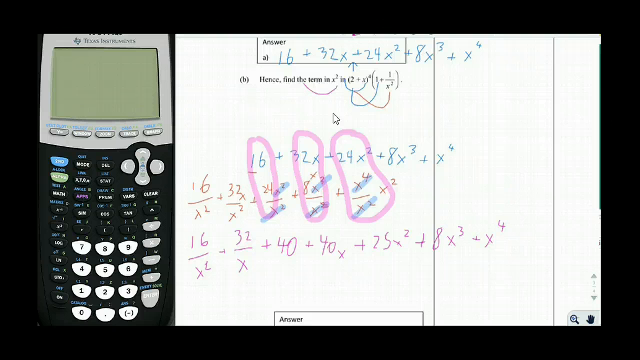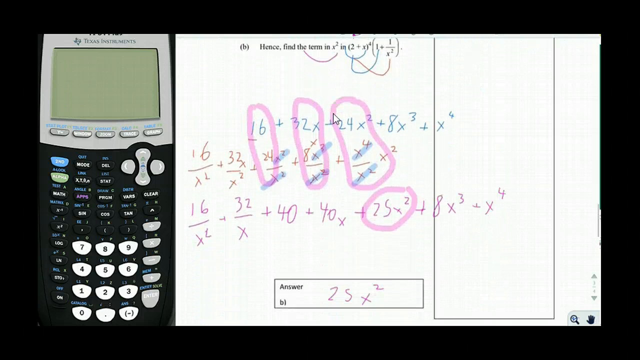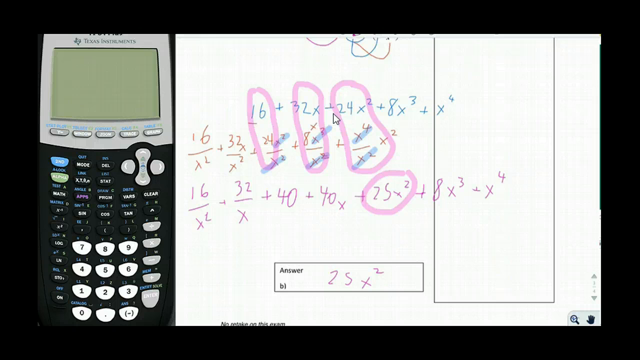Okay, and what were they asking us for in the end? They were saying find the term in x squared. So that would be this term. That's the x squared term. So it would be 25x squared is the answer. They just wanted that one term. And you see how the 25x squared term is actually found from the 24x squared here and this term here, x to the fourth divided by x squared. That's how you find that term. So you need one term from the red equation and one term from the blue equation to find the total x squared term.